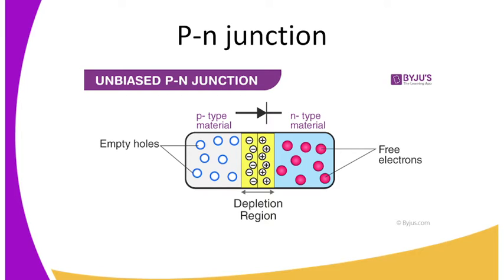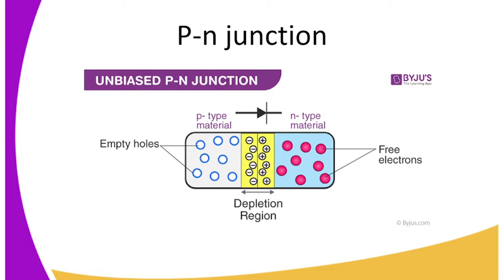As you can see, this forms a region of uncovered fixed ions on either side of the junction. The uncovered ions set up a potential difference, which in turn sets up a field that stops further diffusion of mobile charges. The region occupied by the uncovered fixed ions is called the depletion layer. You can see the depletion layer, the depletion region, there. A potential barrier of about 0.3 volts is set up for germanium and 0.7 volts for silicon. The potential barrier can be discerned as a hill, which the holes in the P region have to surmount for them to move from the P-type to the N-type zone.